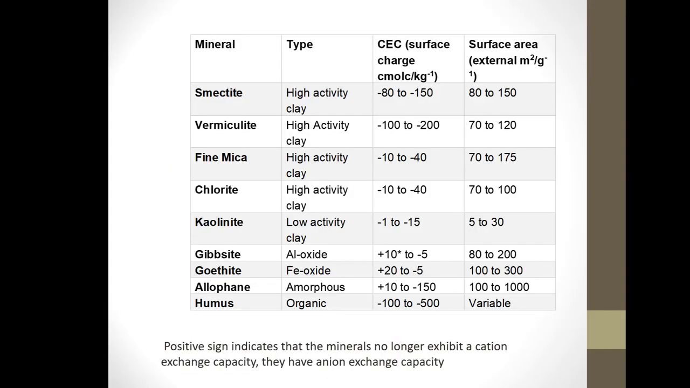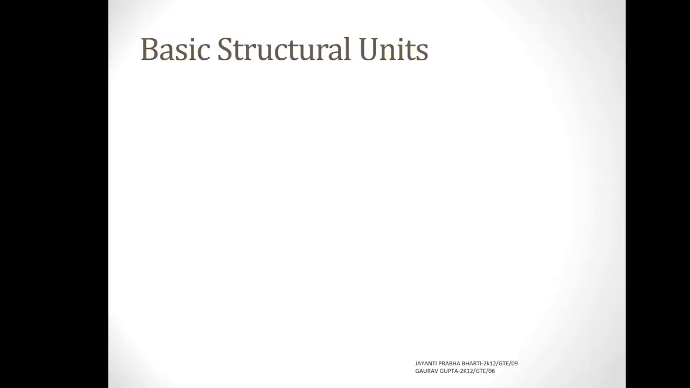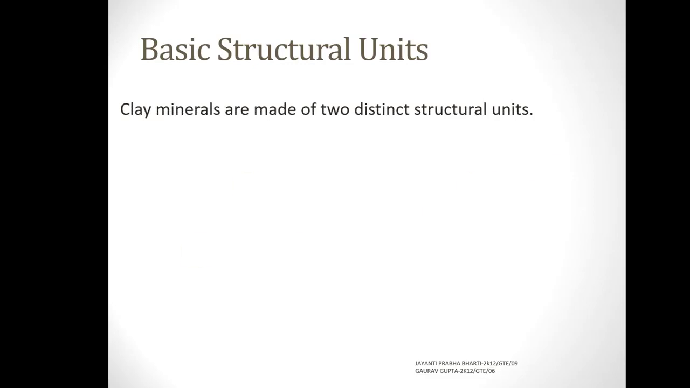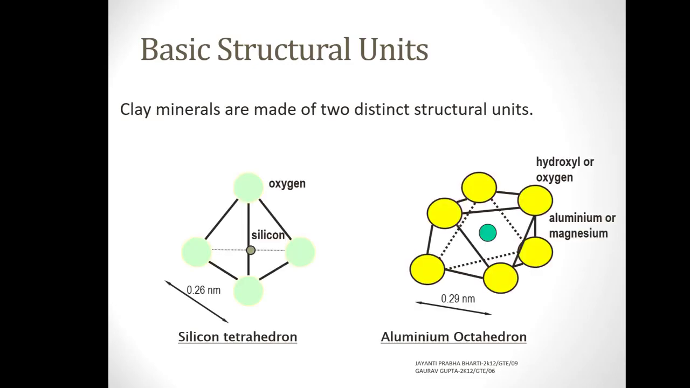And not all clays are equal in their ability to have a surface charge. Kaolinite has very low activity clay. That's what's used for pottery and that sort of thing. You can see humus has a very high CEC charge. So the basic structural units for clay minerals are silicon tetrahedron and aluminum octahedron.